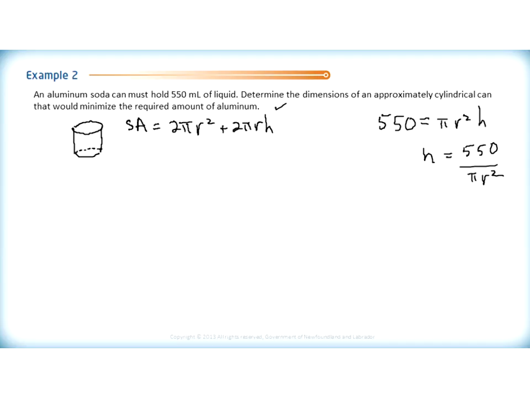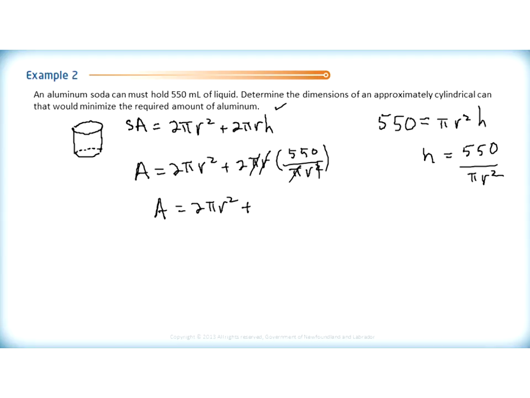So we put all this together and we get an area that's going to be 2 pi r squared plus 2 pi r times 550 over pi r squared. And then we can simplify this equation. 2 pi r squared is going to stay there, but these pi's are going to disappear, and that r will go away with one of the r's from the r squared, and so what we end up with is 2 times 550 is 1100 over r. Okay, so there's our area equation.